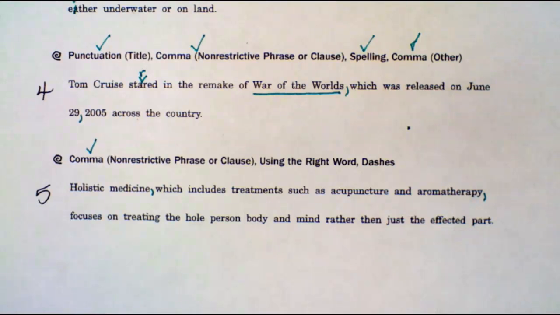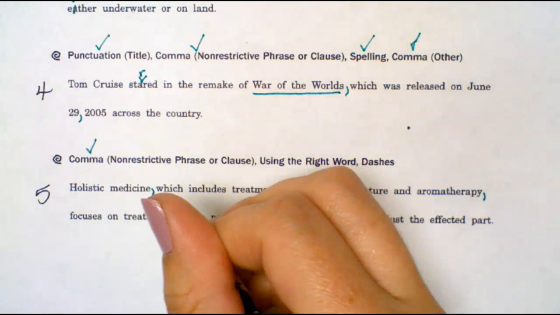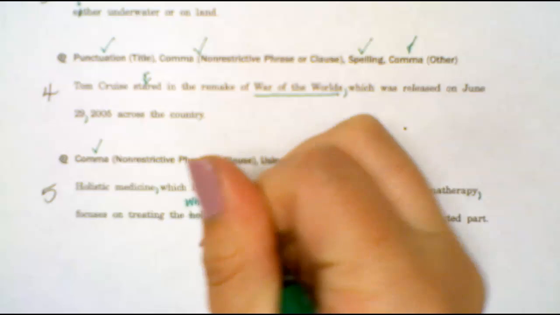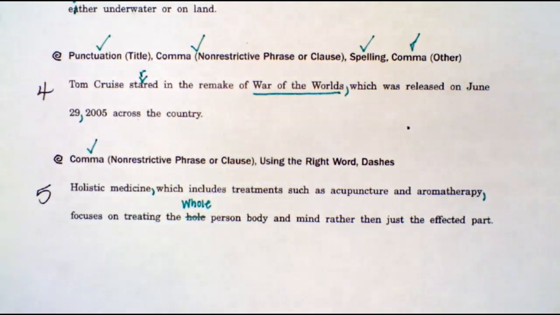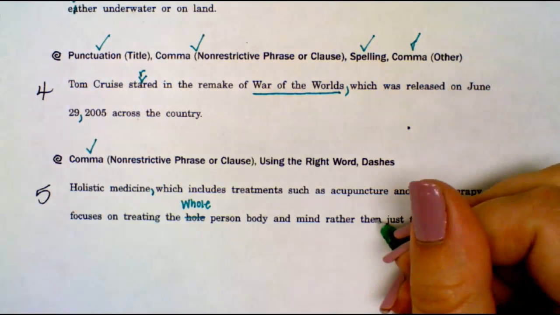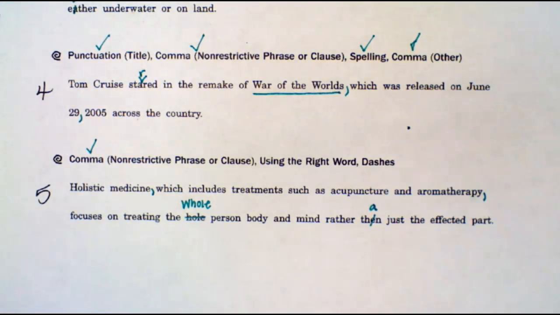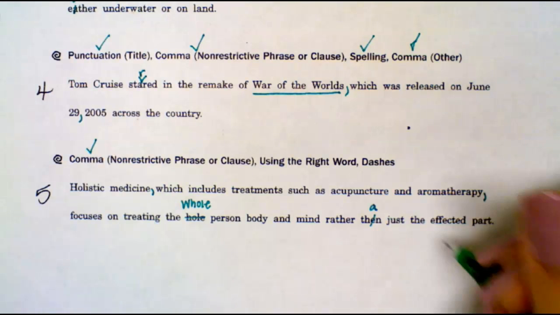Next, I need to make sure I'm using the right word. So there are 3 words in this sentence that have been spelled correctly, but we've used the wrong form. So for instance, my first word is hole. I need to change this spelling to the spelling with a W. I'm also going to change then to than. And lastly, I need to change affected to effected.